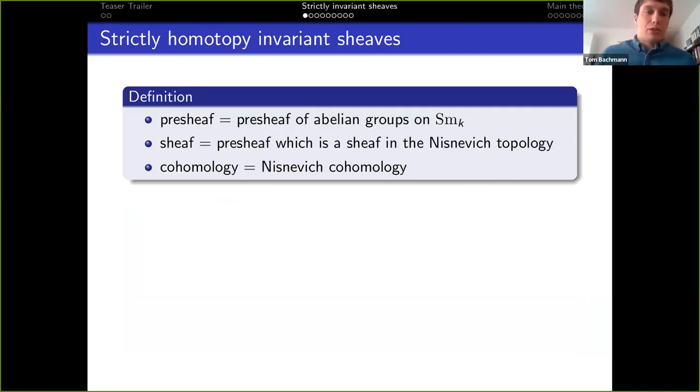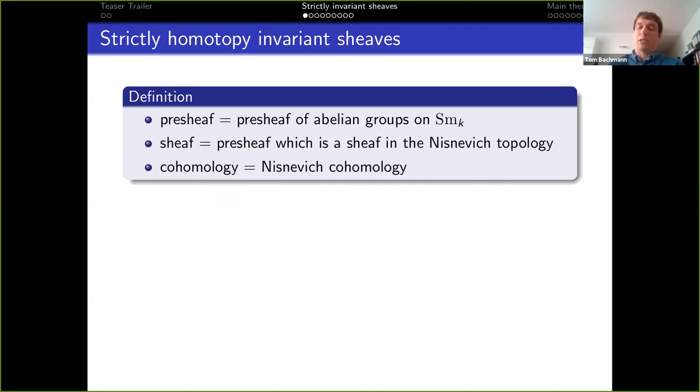Okay, so in order to prove this theorem, we need to study so-called strictly homotopy invariant sheaves. So let me give you some definitions right off the bat. Whenever I say presheaf, what I mean is a presheaf of abelian groups on the site of smooth k-varieties. So there's no infinity, no spaces, no nothing, just the usual thing. And by a sheaf, I mean a sheaf in the Nisnevich topology. It's not particularly relevant for this talk what it is. It's finer than the Zariski topology.